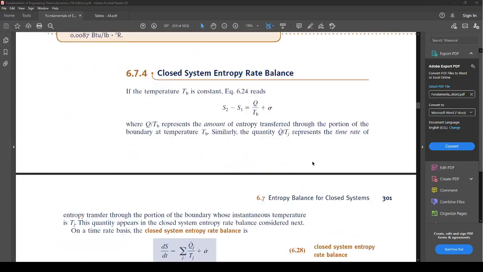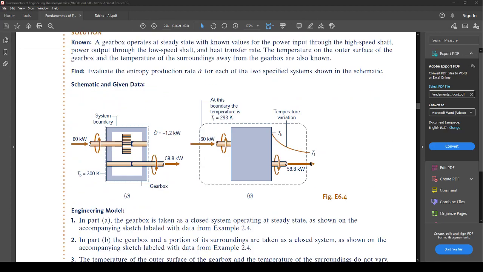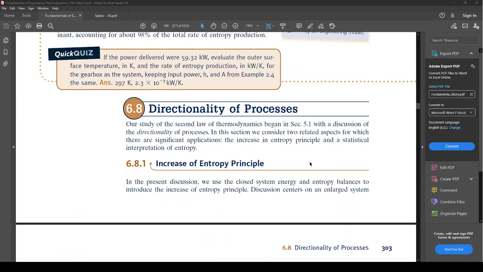And what we're going to be doing today is we're talking about directionality of process.